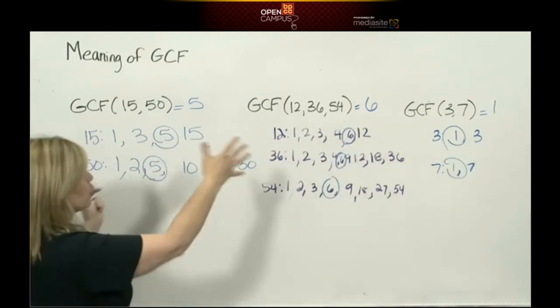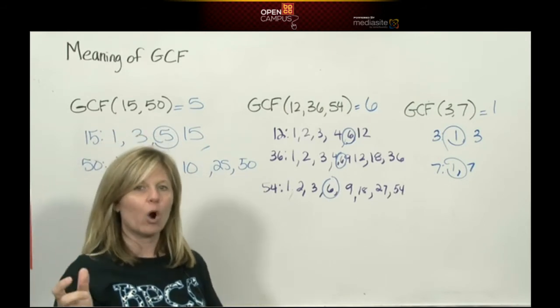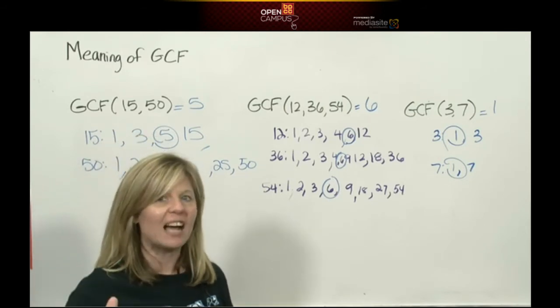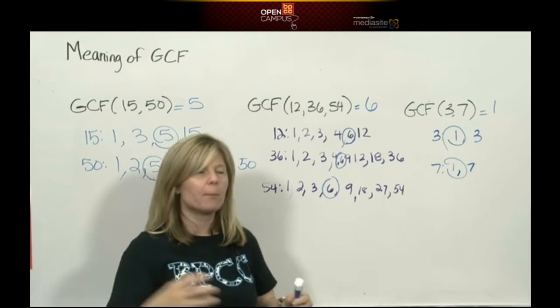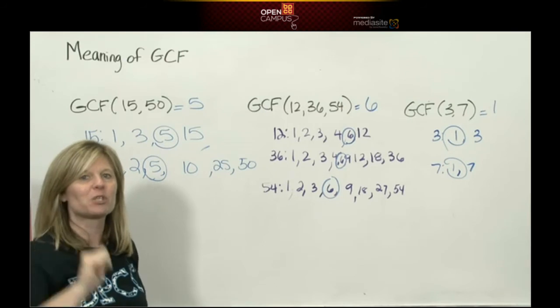So again, to recap, to find a GCF, a greatest common factor, the word factor is the same thing as the word divisor. You're looking for the largest number you can divide all the numbers by. All righty, we're going to do this with algebra next.